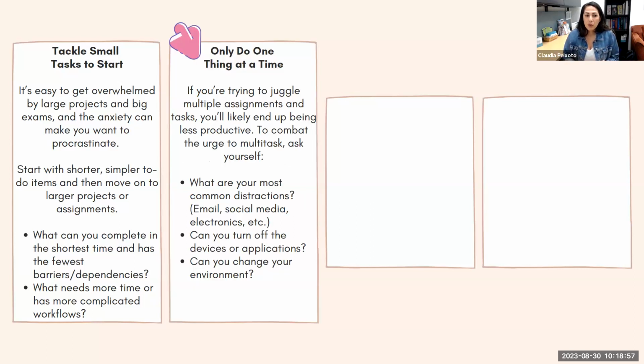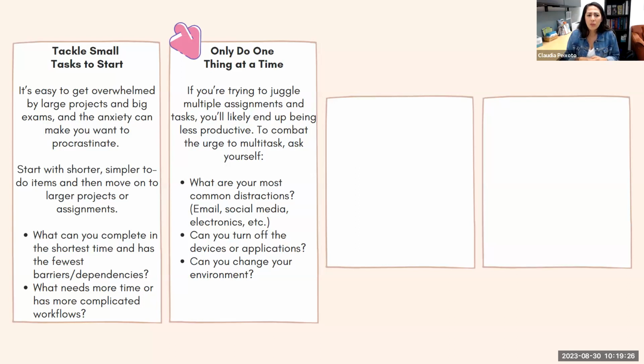So if you're trying to juggle multiple assignments and tasks, you're likely to end up being less productive as well. So what you want to ask yourself is, what are the most common distractions, and setting those goals for minimizing those distractions. I know there were times where I really needed to focus on something, so I would even give my phone to my husband and say, don't give this back to me until I finish cleaning out the office, because it was a distraction and I really wanted to finish that task.